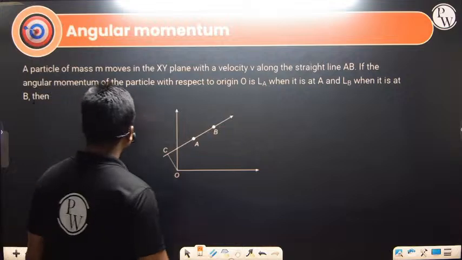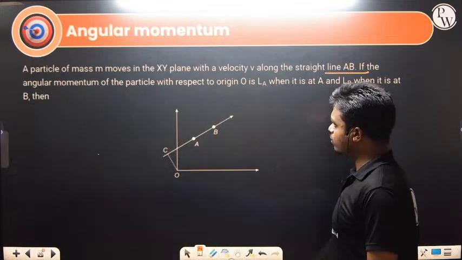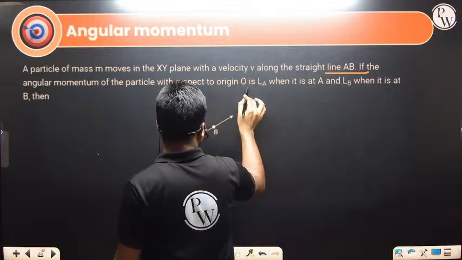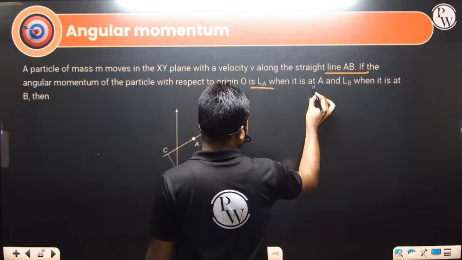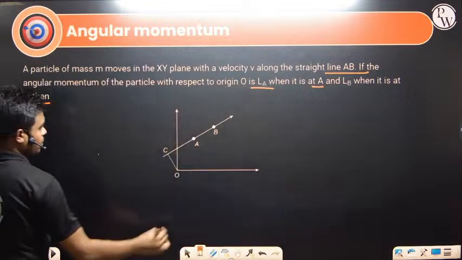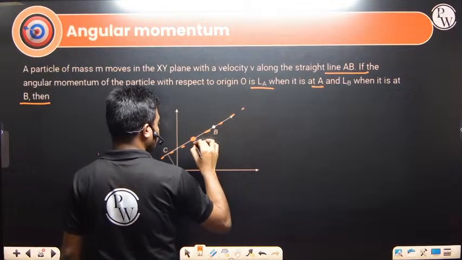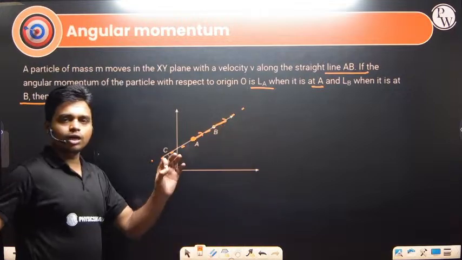A particle of mass m moves in the xy plane with a velocity along this straight line AB. If the angular momentum of the particle with respect to origin O is LA when it is at A, and LB when it is at B. So at this particular point, when the particle is over here, the particle is moving on this particular line, moving this way. So angular momentum about the origin.